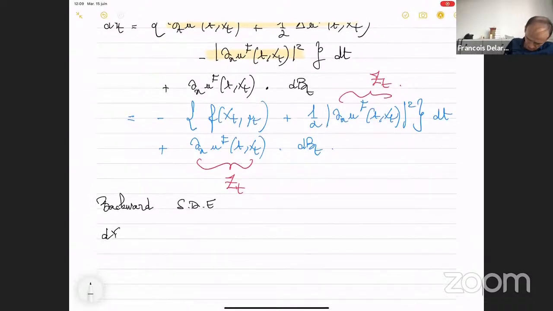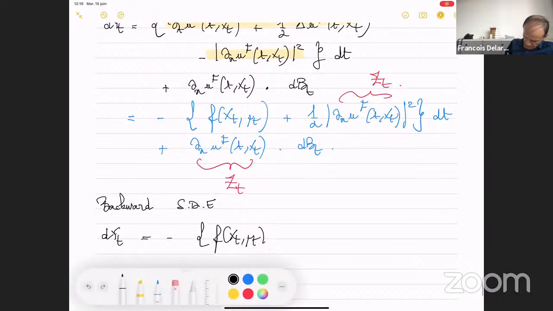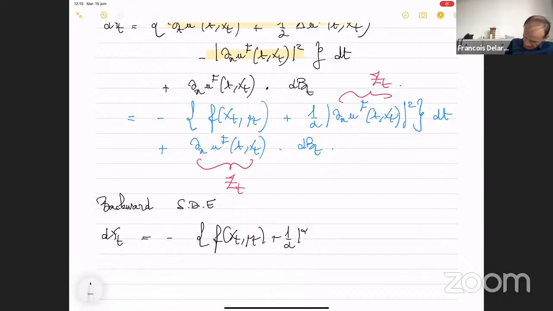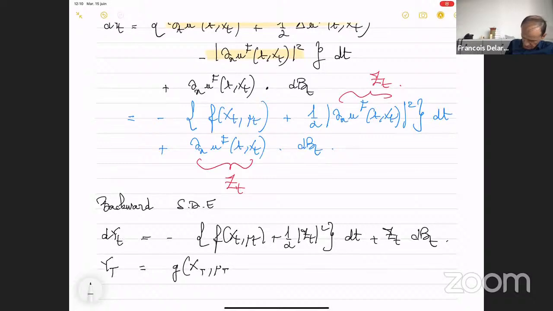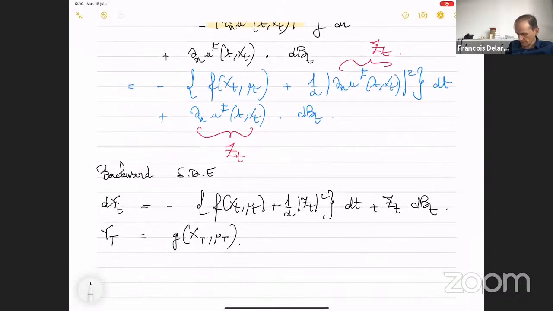And you get that dY_t is minus f(X_t, mu_t), I'm sorry, plus 1/2 Z_t squared dt plus Z_t dB_t. This is coupled with the boundary condition that Y_T has to be equal to g(X_T, mu_T). This is the terminal cost, or the cost that you pay at terminal time.